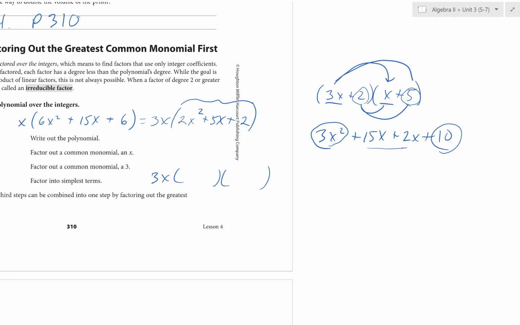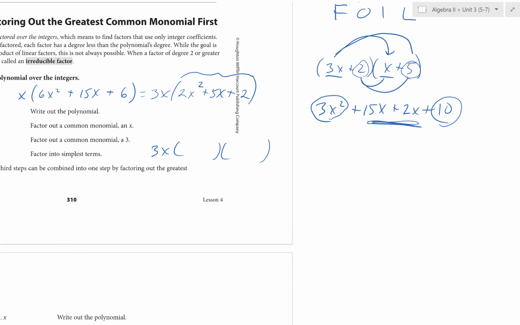And then the two middle terms add up, in this case, to 17x. Those came from the outer and inner. So in FOIL, we have first, outer, inner, last. The outer and the inner give us our middle term. Understanding where all those parts come from will help us when we're trying to factor a quadratic.